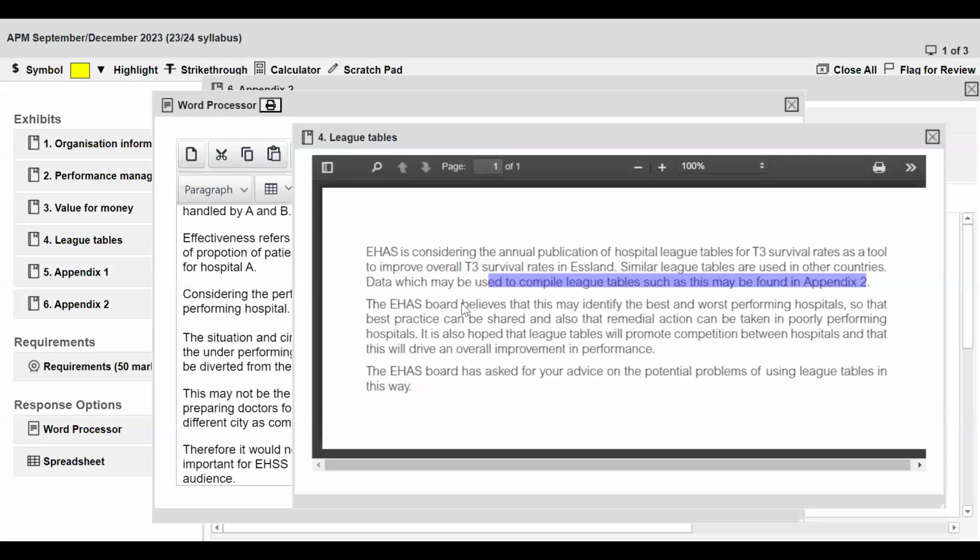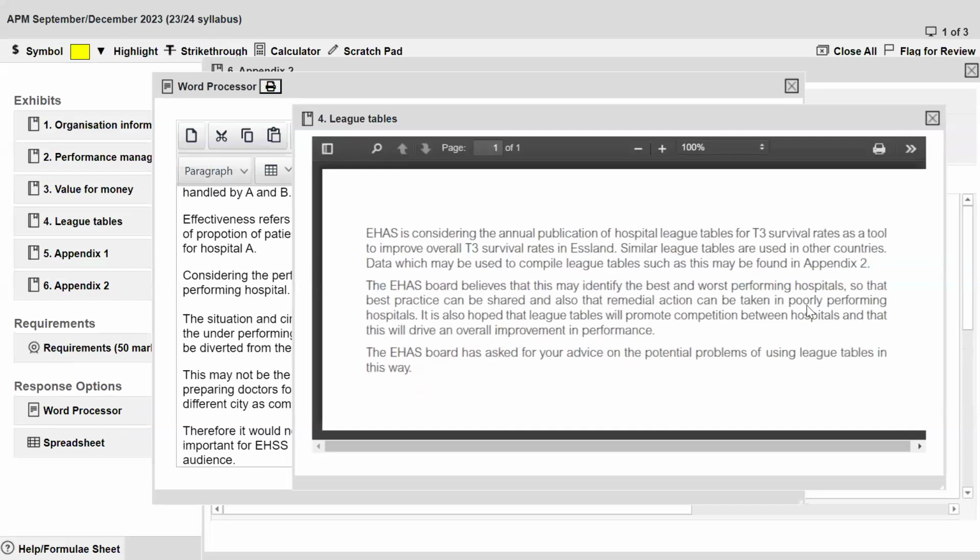Now, what happens is that EHAS board believes that this may identify the best and worst performing hospitals so that best practice can be shared and also that remedial action can be taken in poorly performing hospitals. It is also hoped that the league tables will promote competition between hospitals and that this will drive an overall improvement in performance. EHAS board has asked for your advice on the potential problems using league tables in this way.